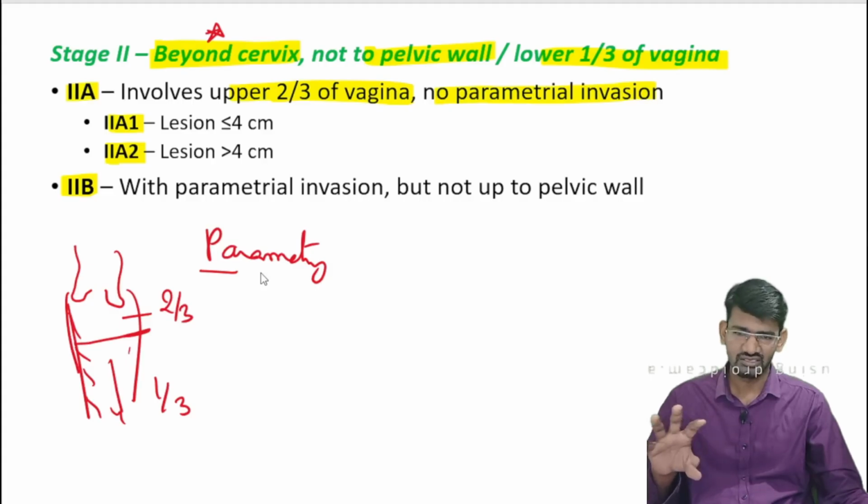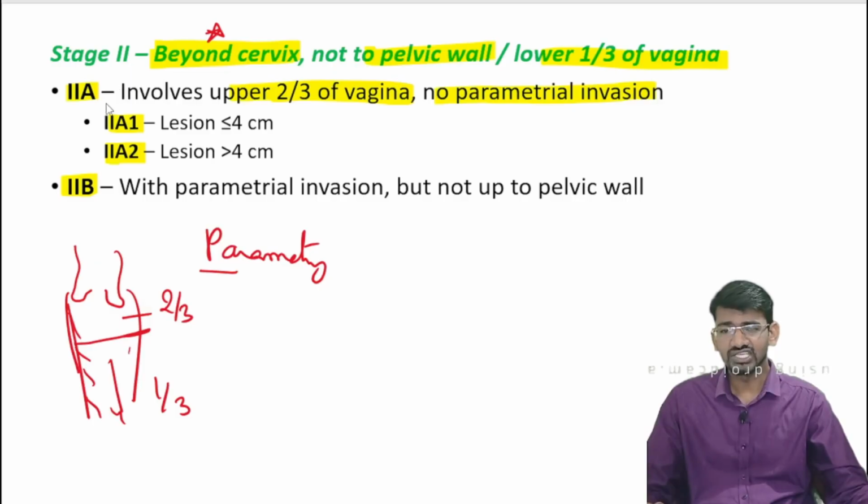That is called the parametrium. But here in stage 2 type A, there is no involvement of the parametrium. So parametrium is not involved in stage 2 type A. Here the lesion is less than 4 centimeters, and in type 2A2 the lesion is more than 4 centimeters.